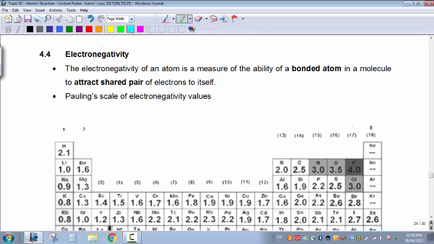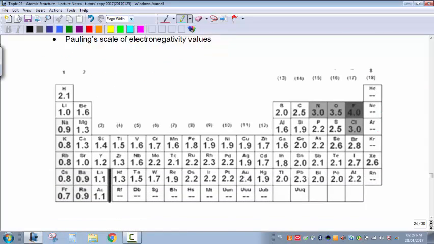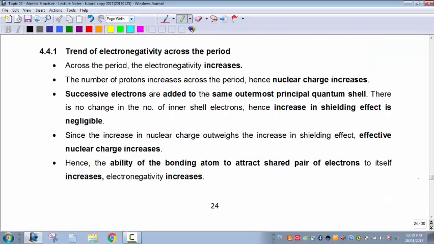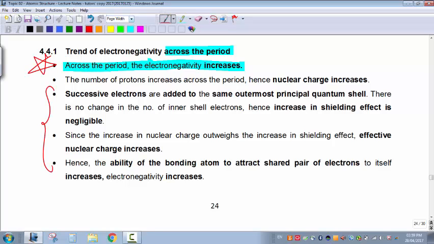Next concept is electronegativity. Know the definition: it is the measure of the ability of the bonded atom in a molecule to attract the shared pair of electrons to itself. The explanation for electronegativity is exactly the same as that of across the period for ionization energy as well as atomic radius. So just take note that the electronegativity increases across the period. This is something very important. The rest of the part is the same. It's the same template. Okay?